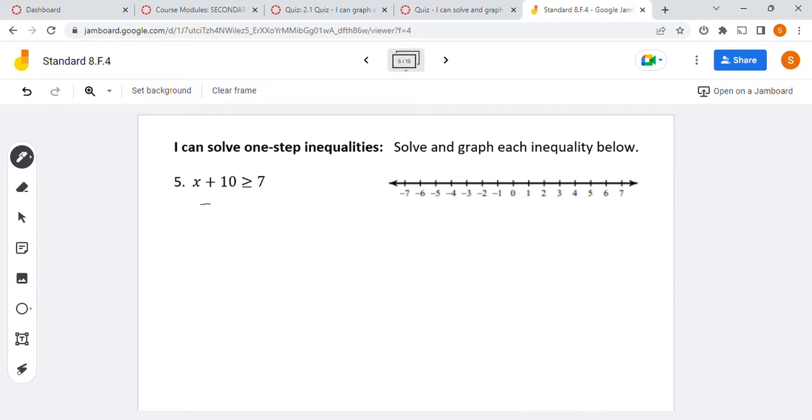This is a one-step equation. We just have to subtract 10 to get rid of that 10. Subtract 10 on this side as well. That gets us x is greater than or equal to -3. It is going to be a closed circle because we're allowing it to be equal to, so I'm going to put a closed circle here at -3. Our solutions are greater than -3, so we're going to shade over here to the right-hand side, and that would be our graph for this one.